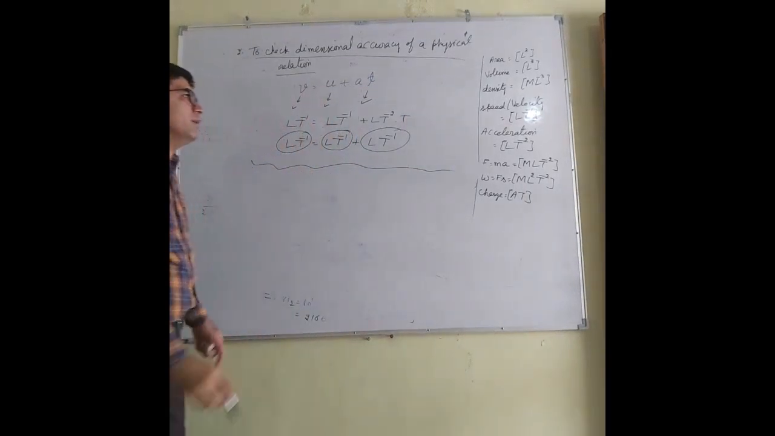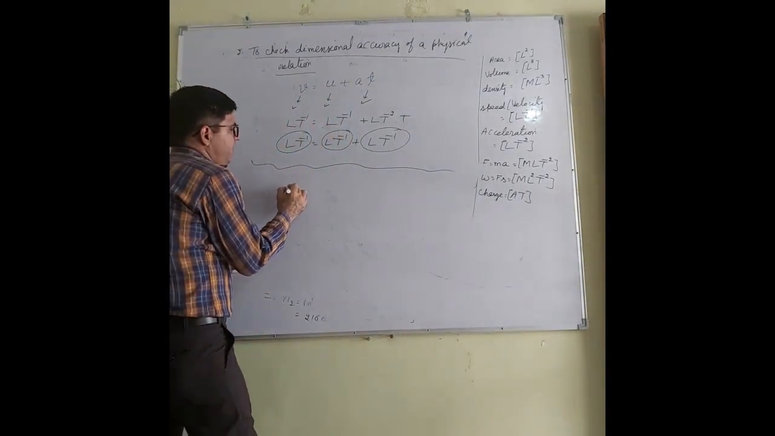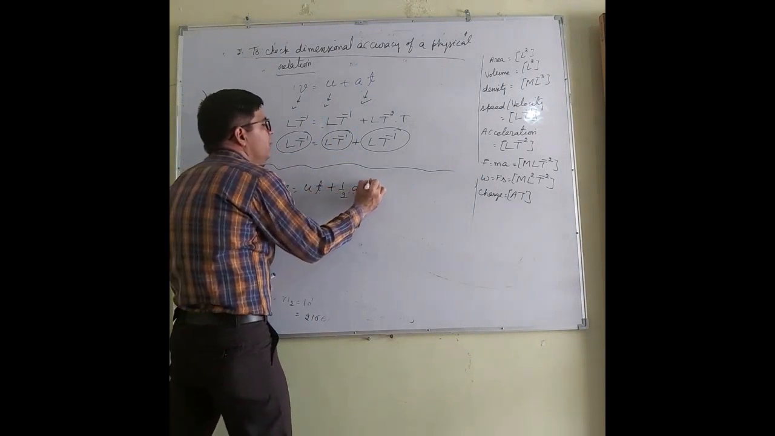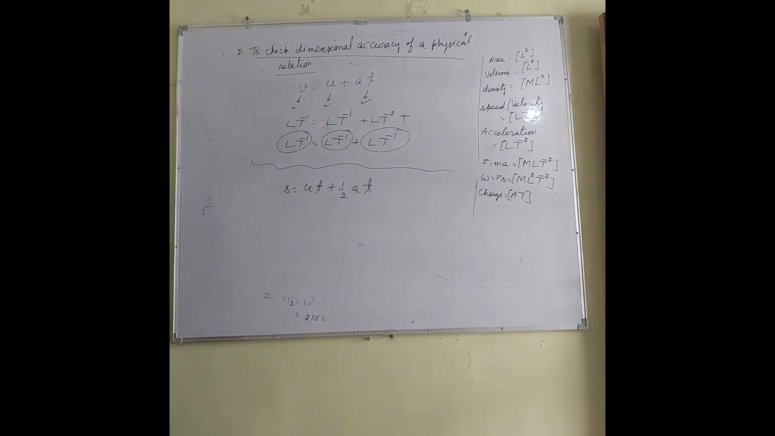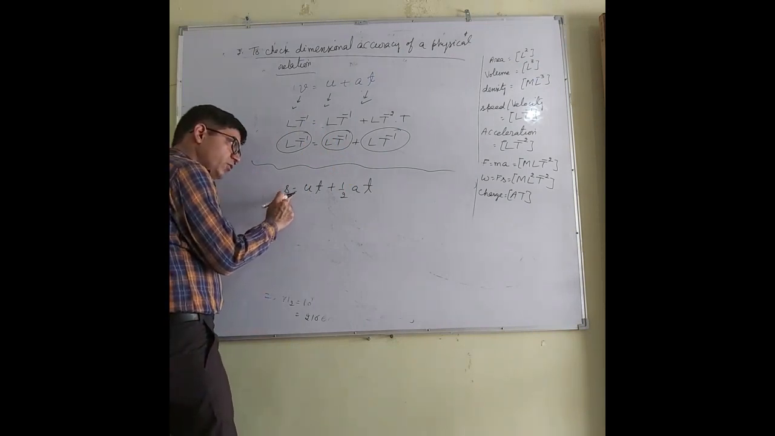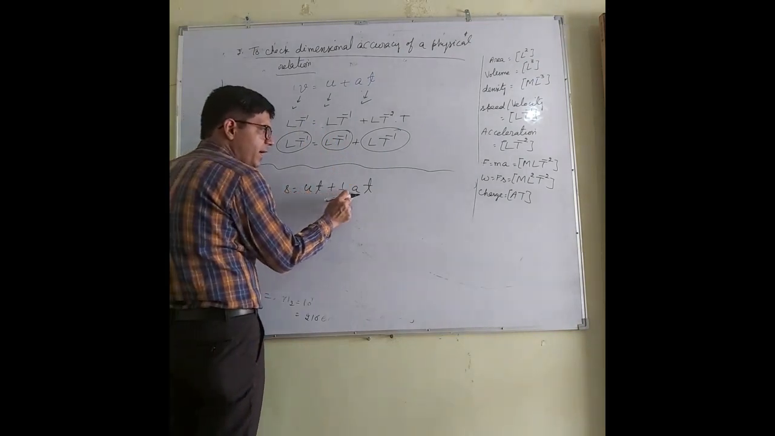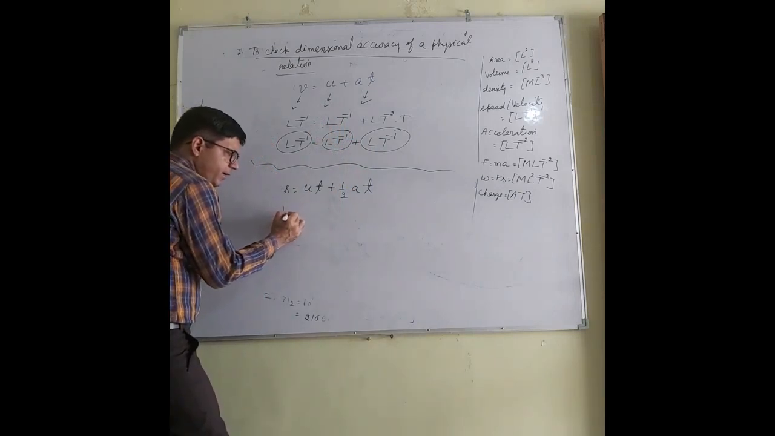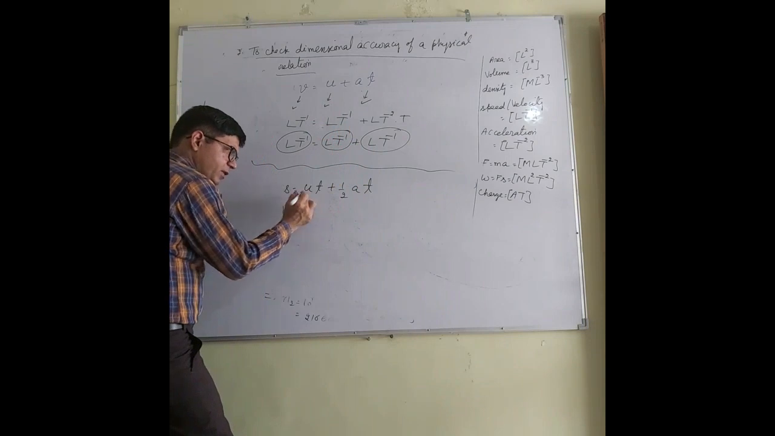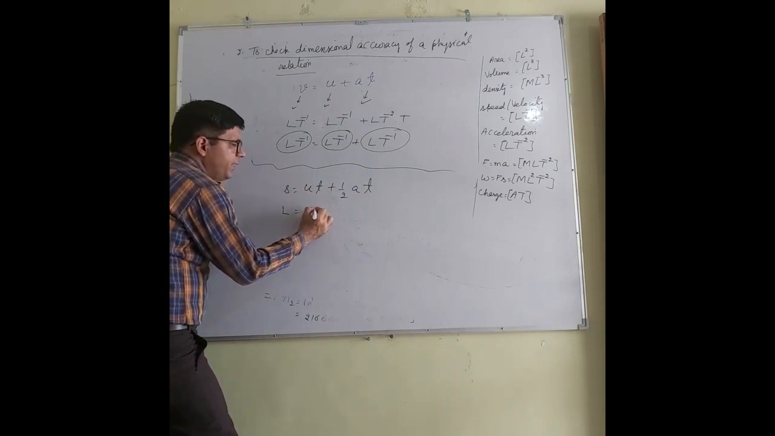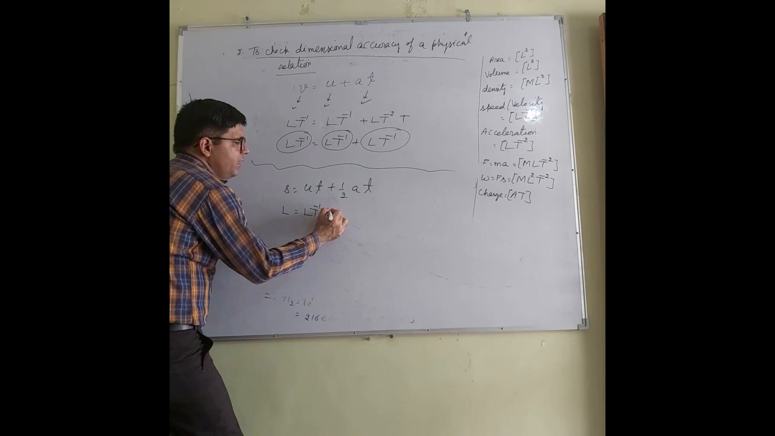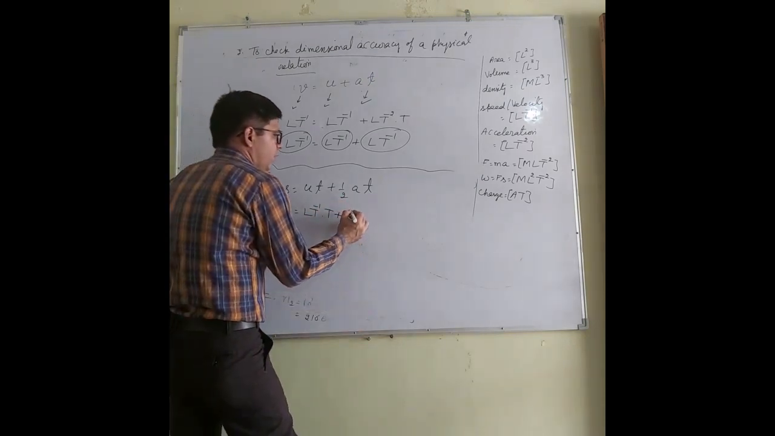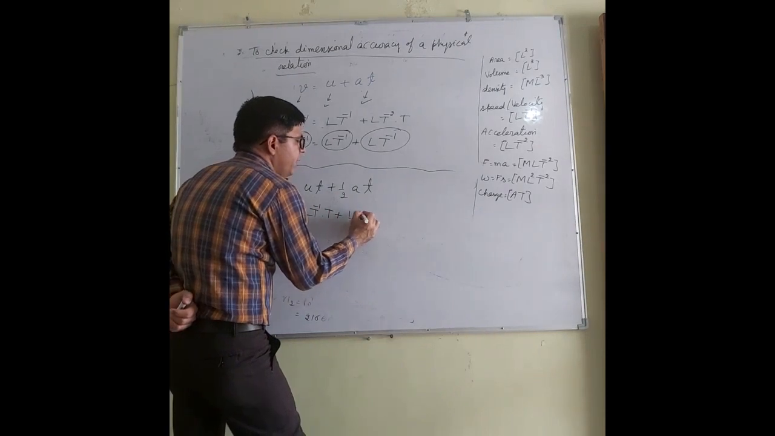Let me give you another question. s equals ut plus half of at. Let me check, is it correct or incorrect? s is displacement, u is initial velocity, t is time, a is acceleration. What is the dimension formula of displacement? L. What is the dimension formula of u? LT^-1, and time is T. Half has no dimension formula. And what about a? LT^-2.